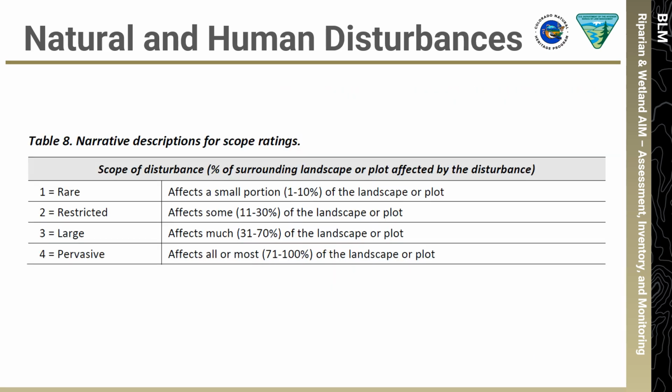Natural and human disturbances are rated by scope and degree. Each area, the landscape, and the monitoring plot should be evaluated separately. You can see the scope ratings in Table 8. Most disturbances present are rated from 1 to 4 based on the geographic scope and the degree of disturbance. Scope is rated from 1, rare, to 4, pervasive, while degree is rated from 1, low, to 4, highest.